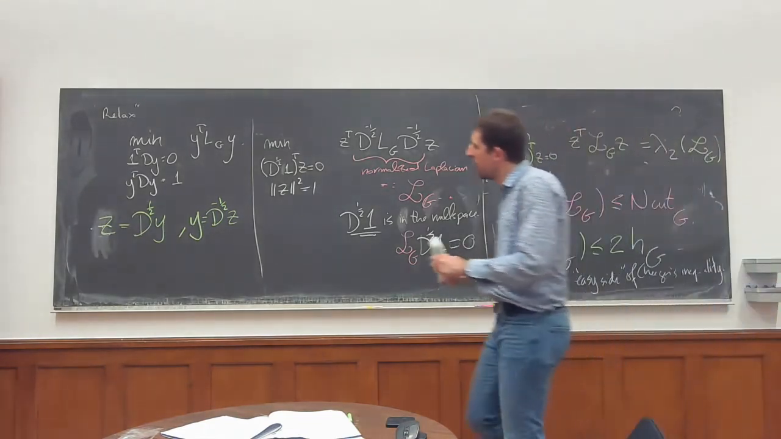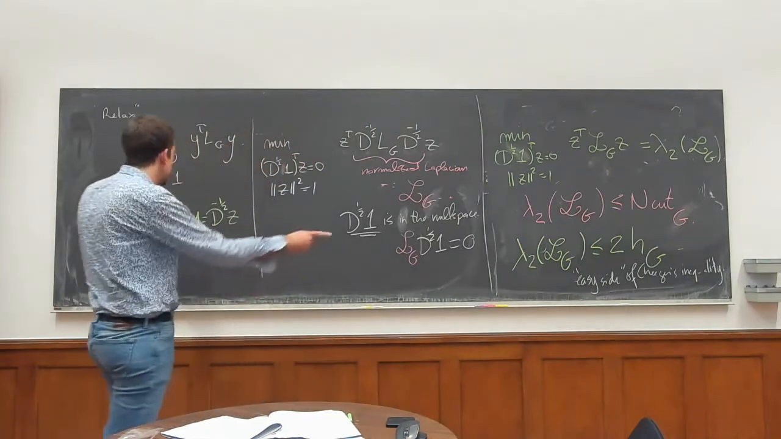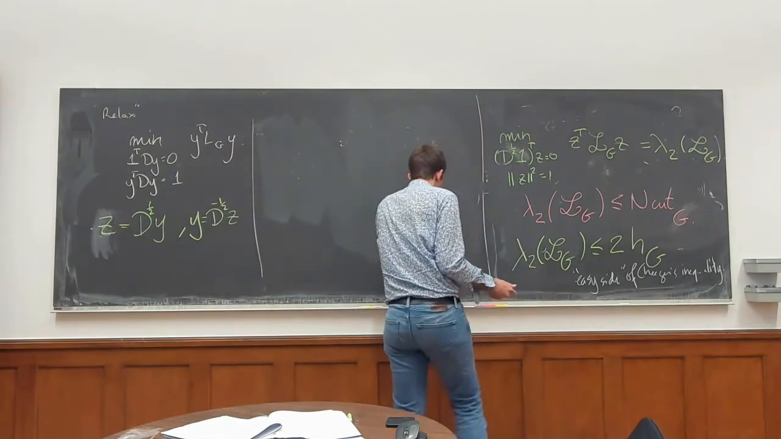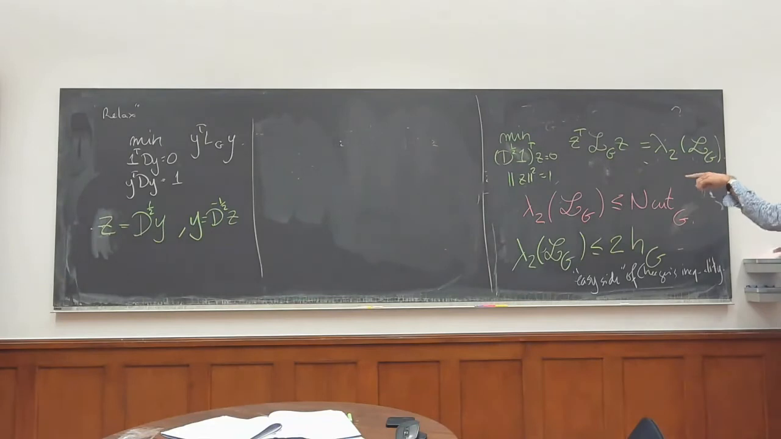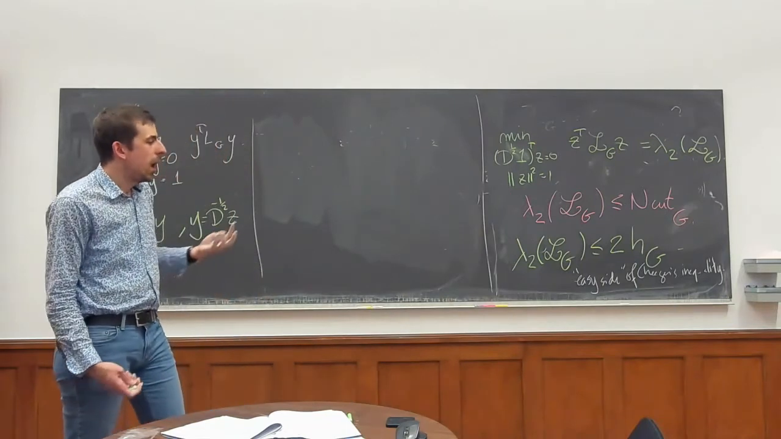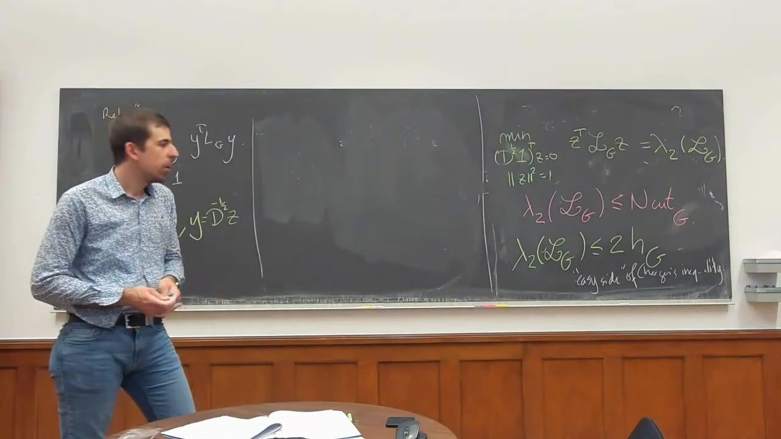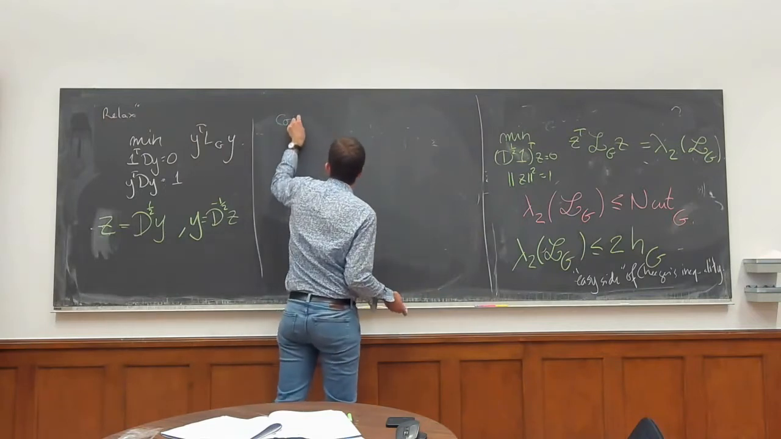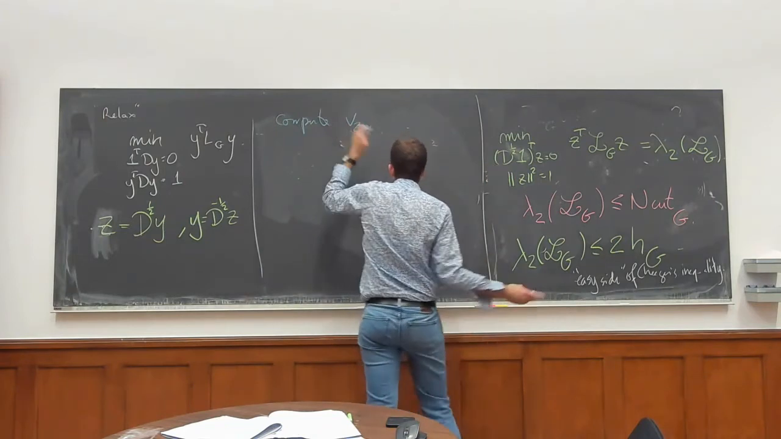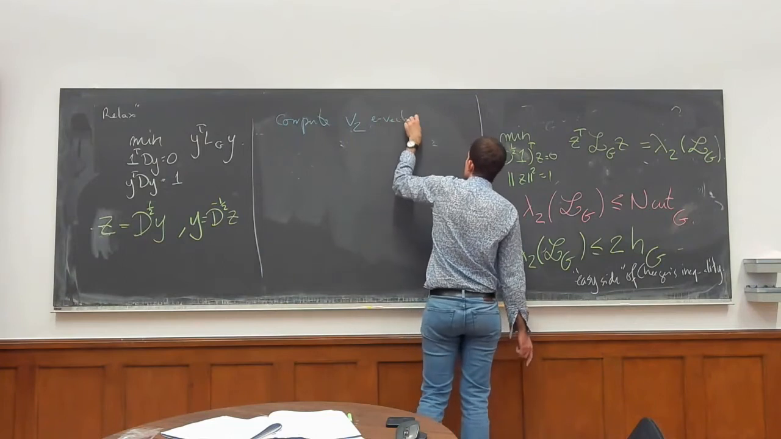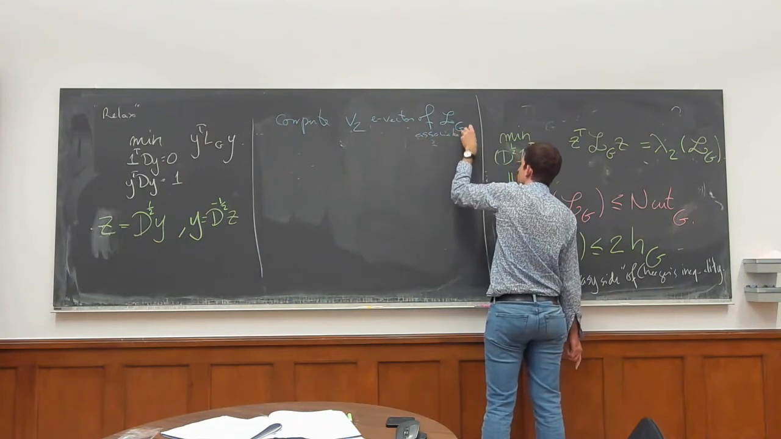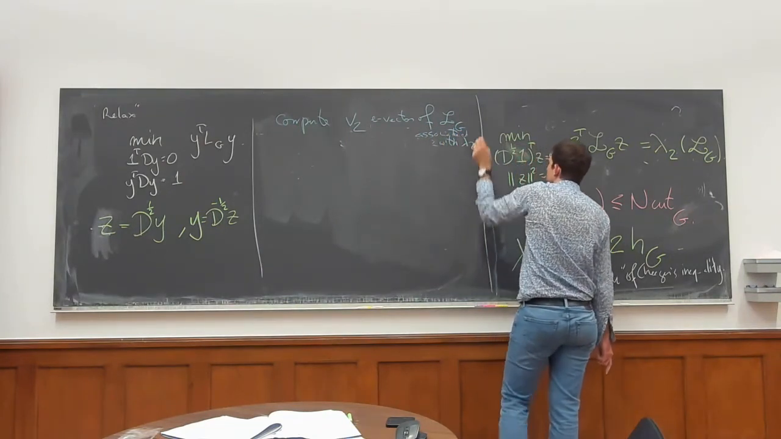Now, I'm going to erase just this part of the board and keep the other two. I'm going to switch color just to make it clear that the order of the boards is 1, 2, 3. How do we turn this into an algorithm? We can compute the minimizer of this, v2, the eigenvector of L_G associated with lambda 2. We can definitely do that.